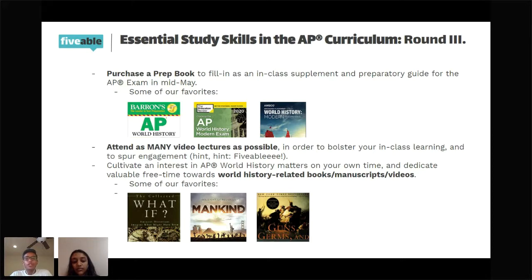That's what I'm doing this year. I'm using the Barron's book as an in-class supplement along with my AMSCO for AP US History, and then using the Princeton book much closer to the exam, because it's a more concise review of everything that's going on in the AP curriculum.